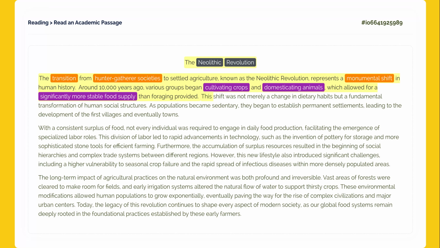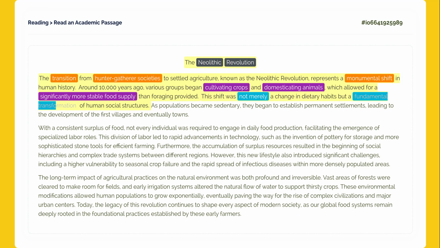This shift was not merely a change in dietary habits, but a fundamental transformation of human social structures. This is a very important sentence for the main idea. The author uses the structure, not merely a change in diet, which suggests that the effects went much deeper. The phrase, fundamental transformation, suggests that every part of how people lived changed, particularly their human social structures. This prepares us to hear about how society reorganized itself.